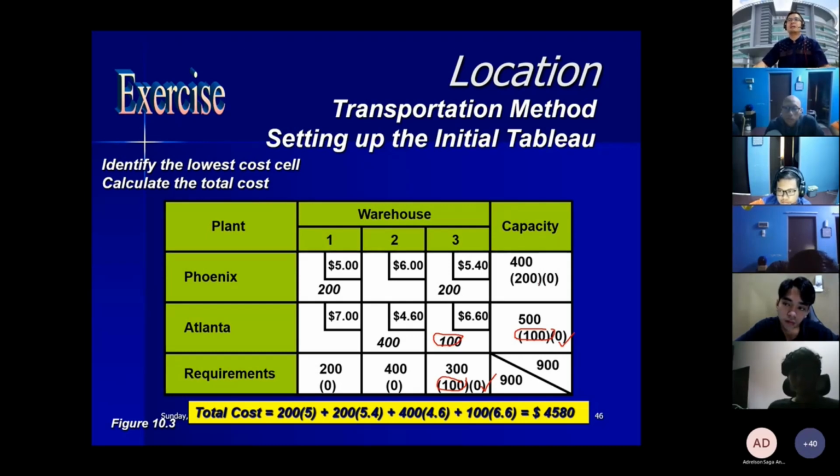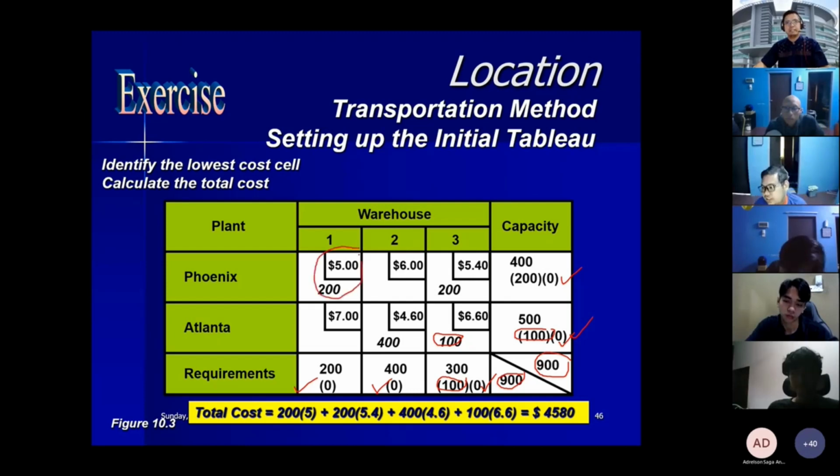Please double check on our capacity. On our capacity, 0 balance, 0 balance, and we get 900. Meanwhile, for the requirement, 0 balance, 0 balance, and 0 balance, still 900. So we will get this table.